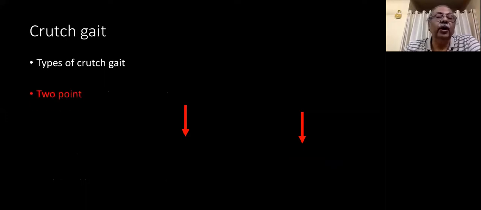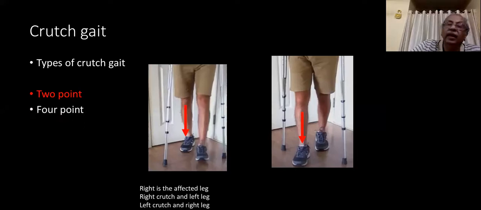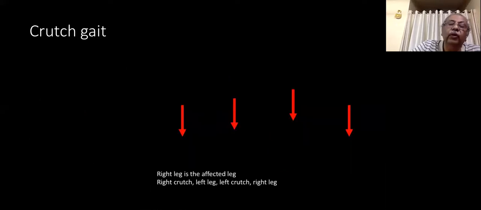There can be 2-point gait. What is 2-point gait? Suppose the right is the affected limb. Whenever the right crutch moves forward, the left leg moves forward. So these two go together. And then the left crutch and the right leg, which is the affected leg. This is what is called a 2-point gait. Then there are 4-point gait, 3-point gait, swing to gait, and the swing through gait.